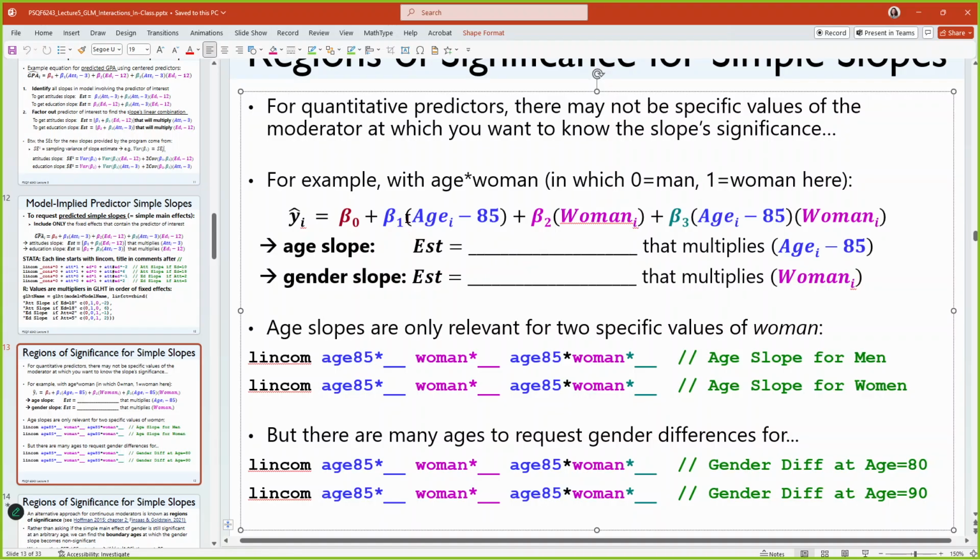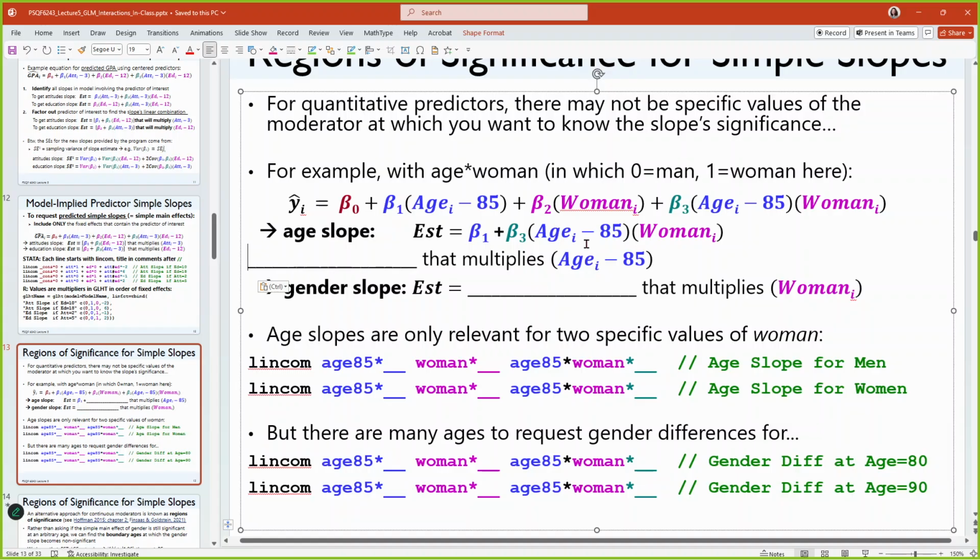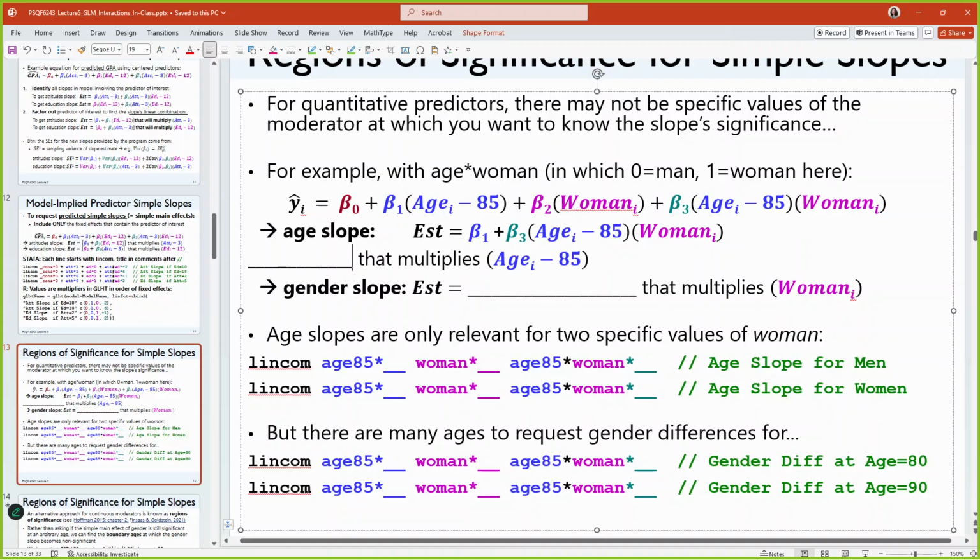I need beta 1, for sure, because that's what the age slope is. That's a good place to start. What else do I need? Beta 3 times woman, or gender. Yep, whatever you want to call it. I name it this because I usually name it by what the 1 means. So this is the effect of turning this on for this type of person.